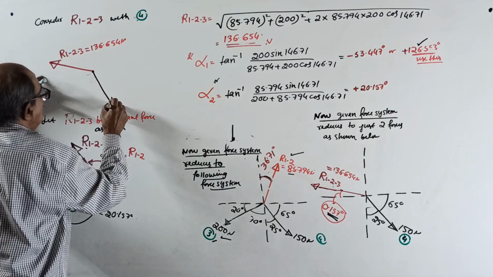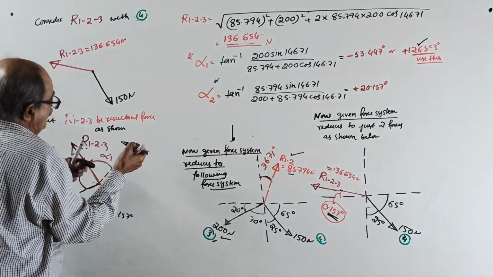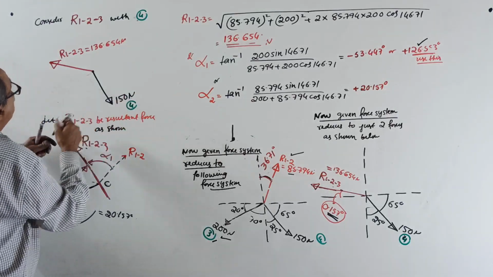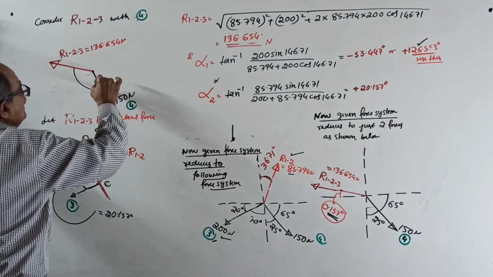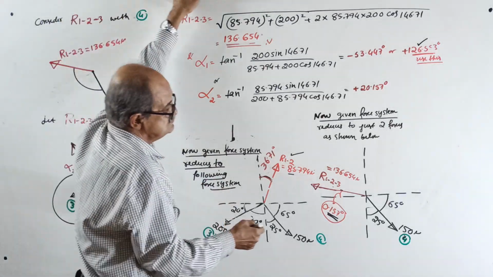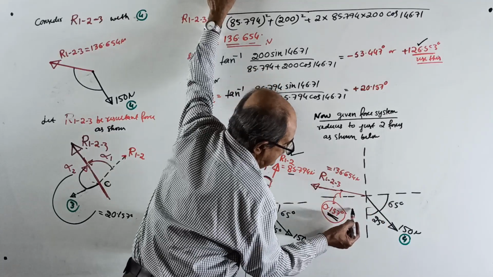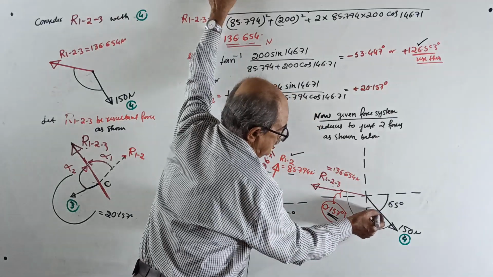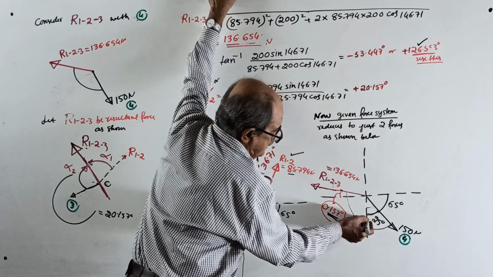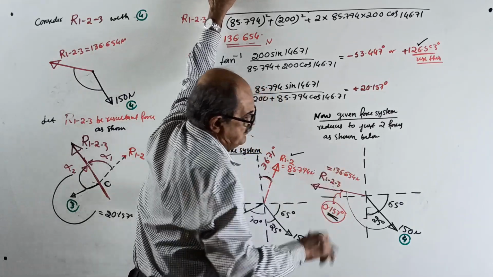This is your force number 4. Now we want this angle. How to get the angle? See here, which angle do we want? This angle we want. I will tell only once: 25 degrees plus 90 plus 0.157.